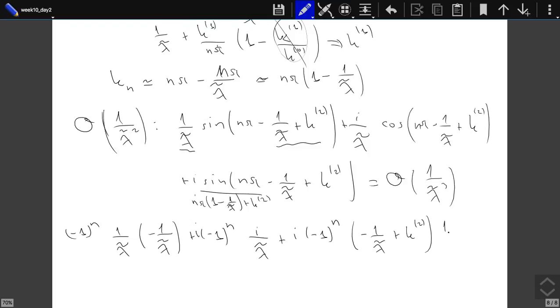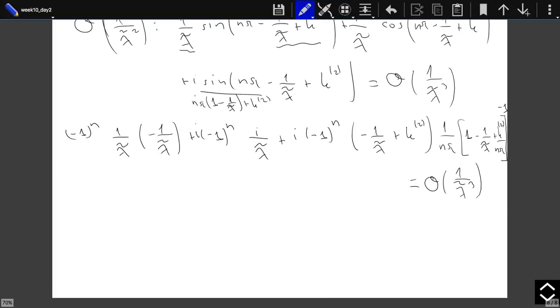And then, of course, I have this term, so let's write it in the form 1 over n pi times 1 minus 1 over lambda tilde plus K2 over n pi to the power minus 1. This should be 0, or of the order of 1 over lambda tilde cubed. Okay, this is the equation. And let's proceed further.